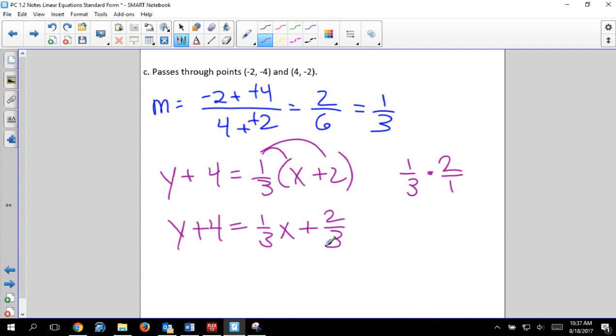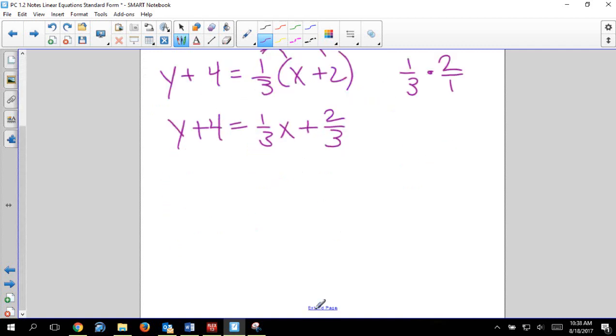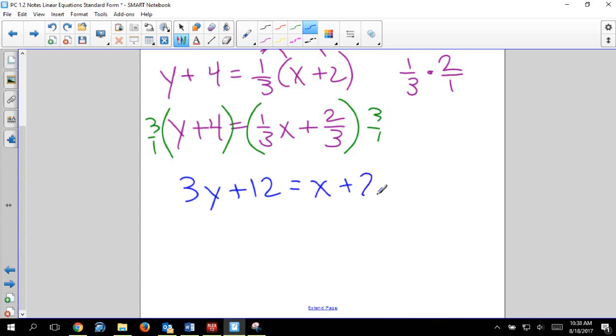Okay, so I can either get rid of the fractions later, after I subtract the 4 and find a common denominator, or I can get rid of the fractions before I have to subtract the 4 and find a common denominator. So I'm going to get rid of the fractions now, because I don't want to do the common denominator thing. Doesn't really matter the order, but I'm just trying to make it most efficient. What do I multiply to get rid of the fraction? 3. So I get 3y plus 12 equals x plus 2.